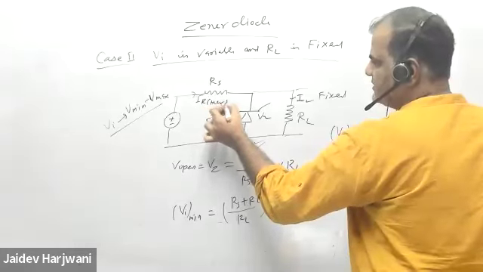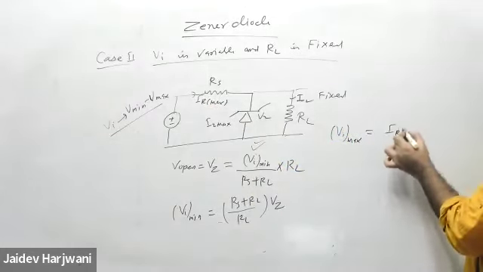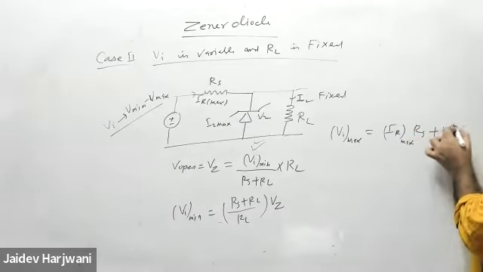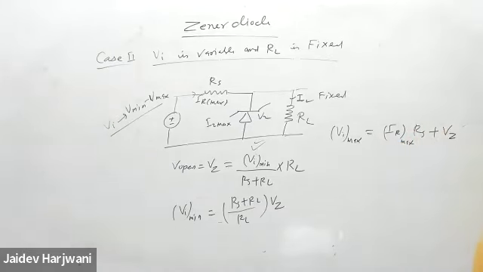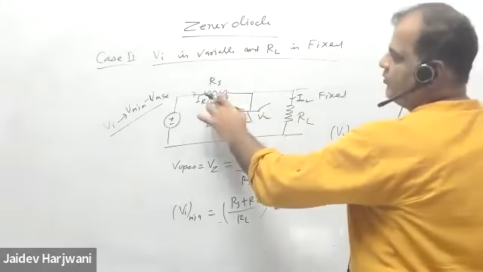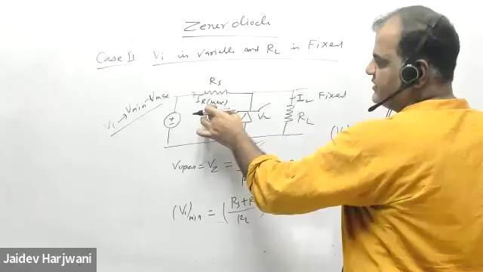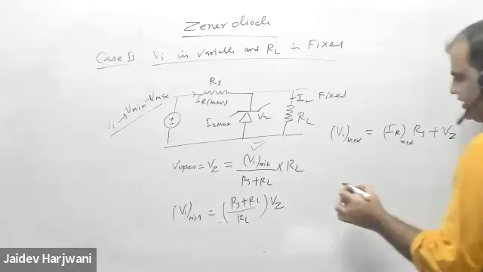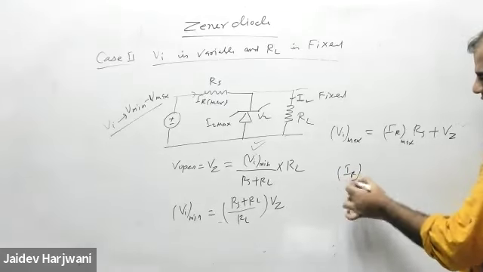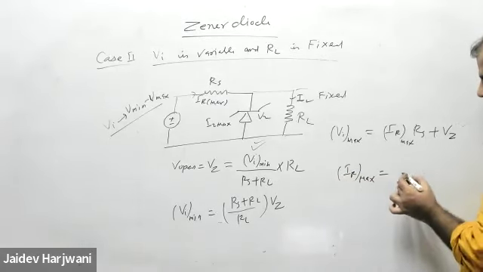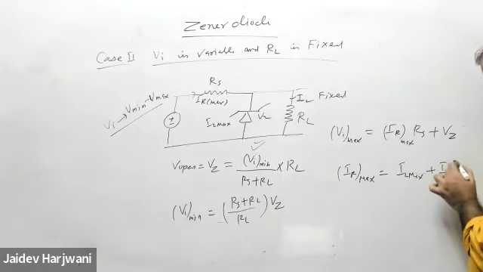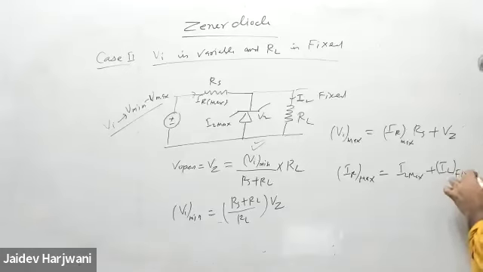How much IR max can I go? IR max into RS plus Vz. I cannot go beyond some particular value IR max because when increasing, this is fixed. So this is increasing. Now what is IR max? IR max is equal to your Iz max plus IL. Here IL is fixed because the load is fixed.